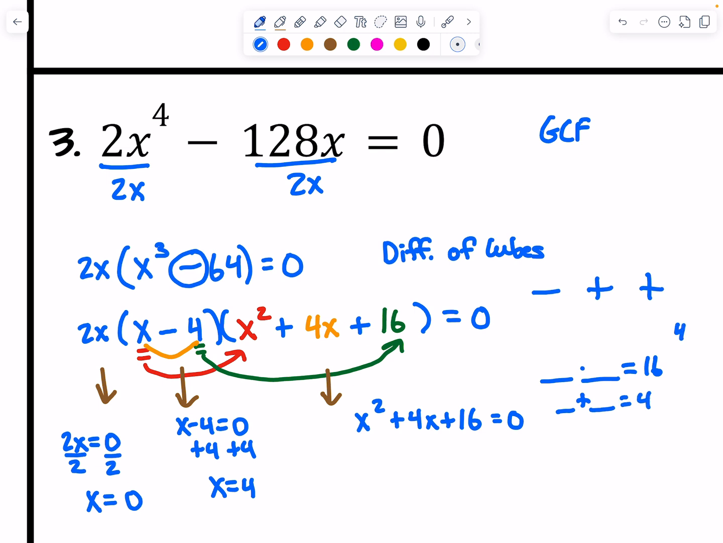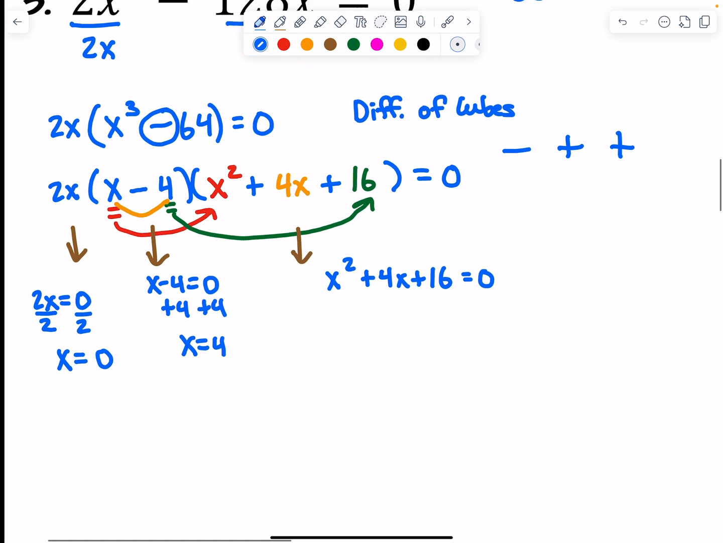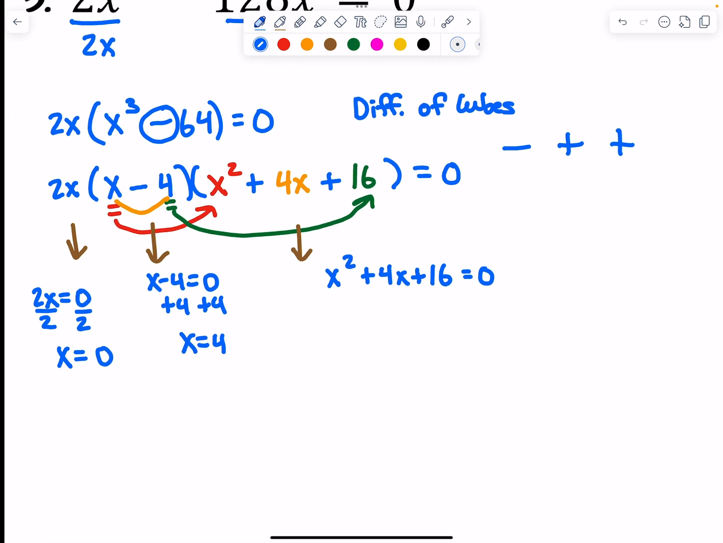So 16 comes from 4 times 4, 2 times 8, and 1 times 16. So no combination of that would help me add up to get 4. So factoring is not going to work for this one. So what we should do is the quadratic formula. So we just have to pick out our a, b, and c and plug them in.